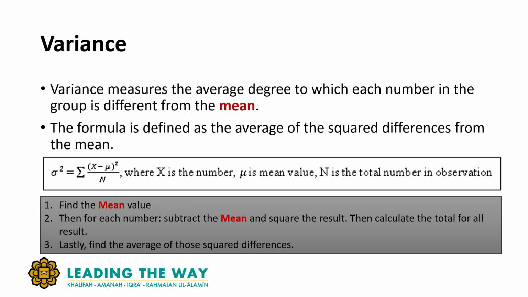The formula is defined as the average of the squared differences from the mean. So what you should do is, first, find the mean value. Then for each number, subtract the mean and square the result. Then calculate the total of all the results, and lastly find the average of those squared differences.